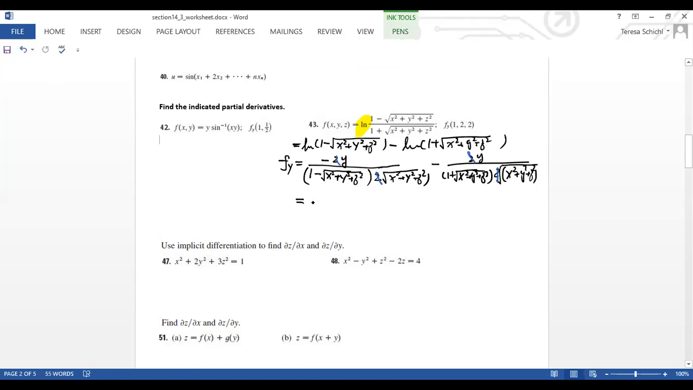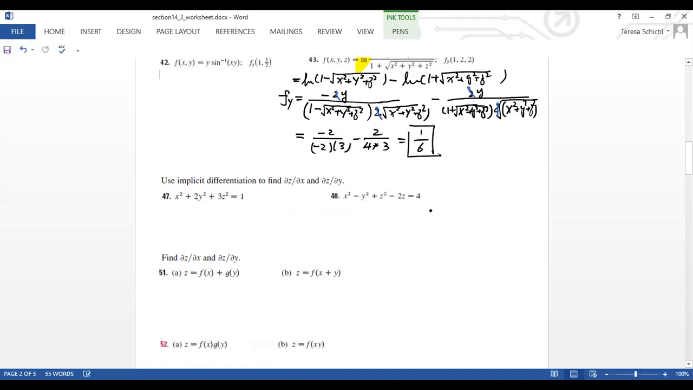So this will be the negative 2. With 1, 2, 2, 1 squared plus 2 squared plus 2 squared will be 9, and its square root will be 3. So 1 minus 3 is negative 2 times 3. Then you minus this one, 1, 2, 2 minus 2. So this is 1 plus 3, so it's 4 times 3. Then if you work it out, it's 1/6 here.